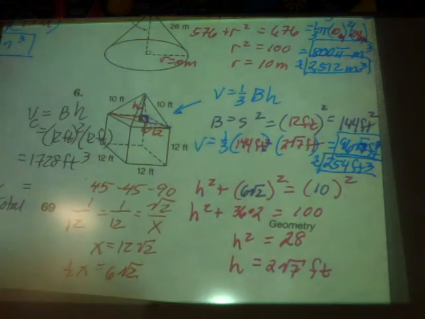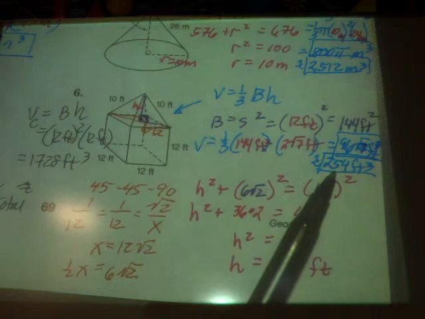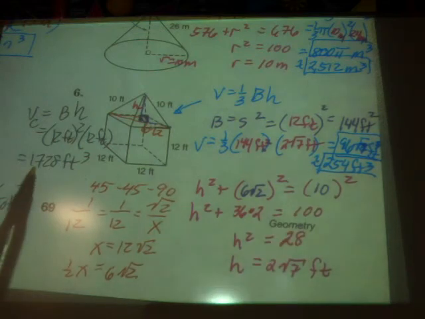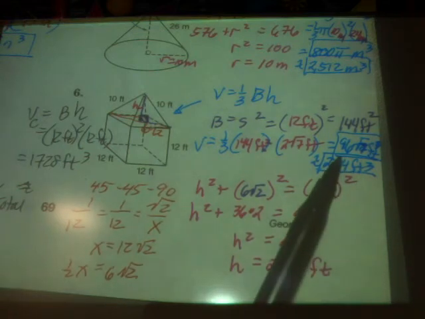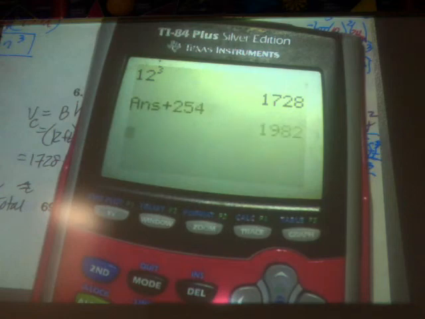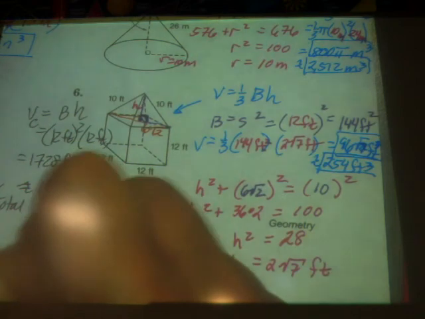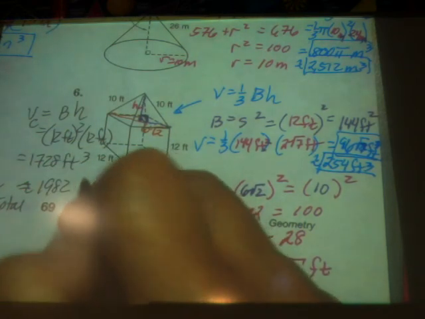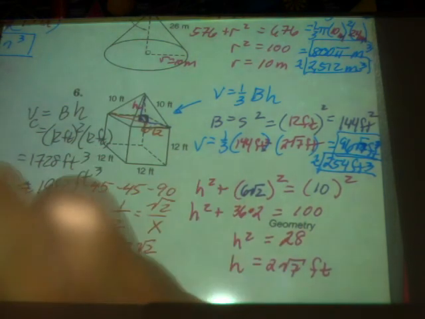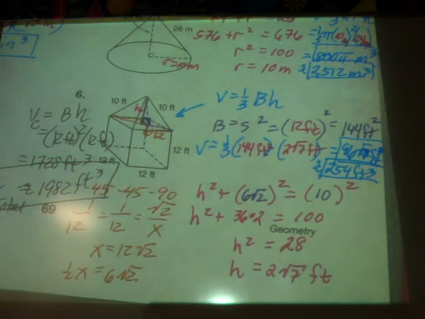So my total volume is equal to, or I'm going to say approximately, because I'm going to go ahead and use my 254. If I wanted exact volume, wouldn't I say 1728 plus 96 radical 7 feet cubed? That would be my exact. But we're going to add this to it, so add 254. That's our decimal approximation. We have approximately 1,982 feet cubed. That is our final volume. So, questions?